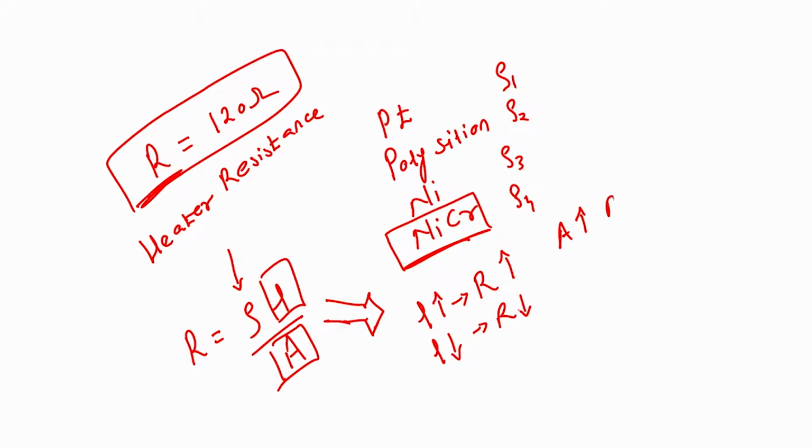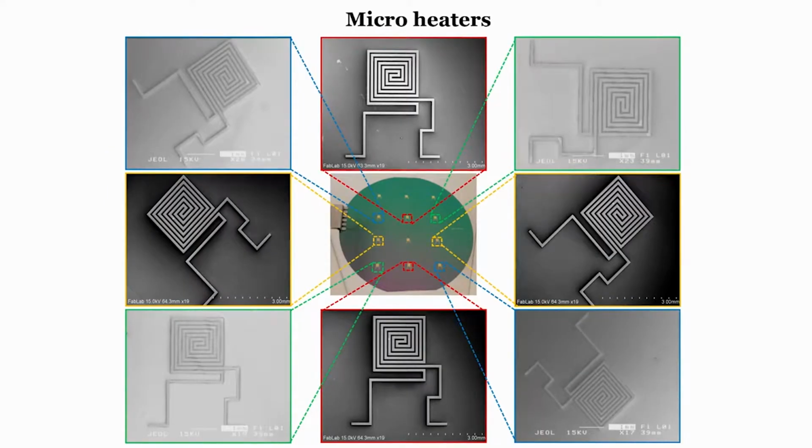If I increase my area, my resistance would decrease. If I decrease my area, resistance would increase, right. Thus, my resistivity remains constant for a given temperature. From here we can design a resistor of a particular value, right. Thus, the different designs that you see here are based on the resistance that I want.